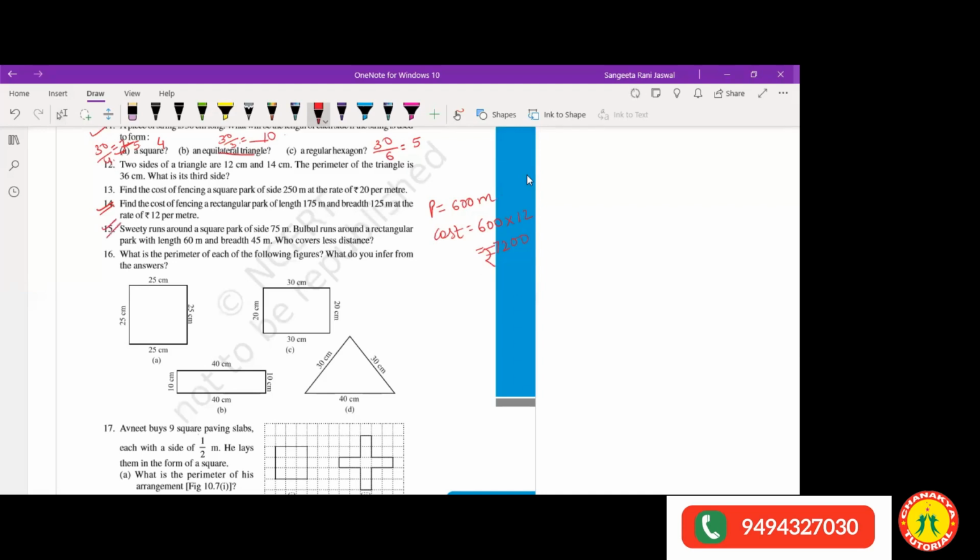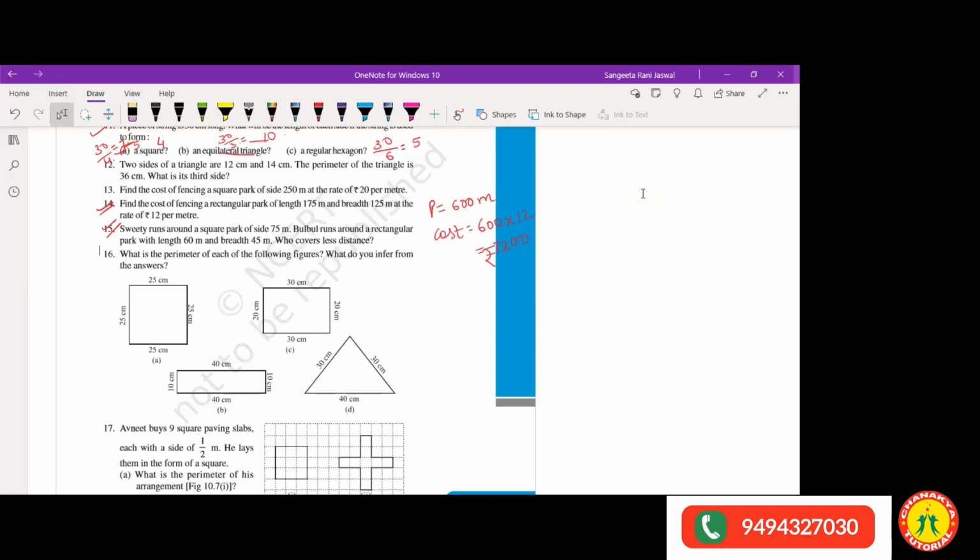15th one. Advika, read the 15th question. Sweetie runs around a square park of size 75 meters. Bulbul runs around a rectangular park with length 60 meters and breadth 45 meters. Who covers less distance? So that means Sweetie is running around a square path. So first you have to find the perimeter of a square. Then Bulbul is running around a rectangular path. So you need to find the perimeter of a rectangle.